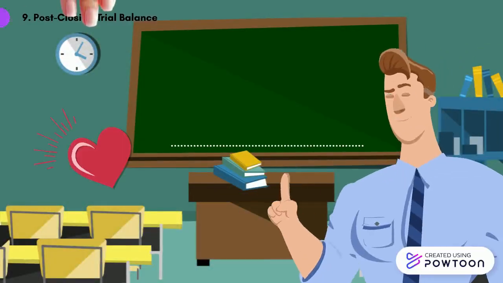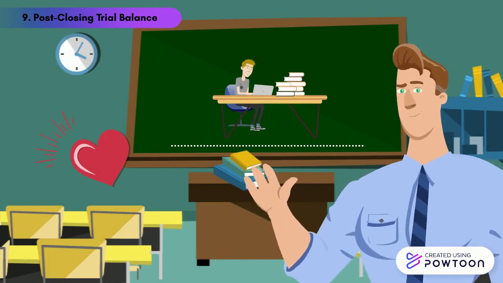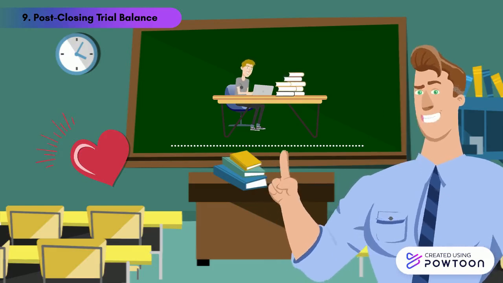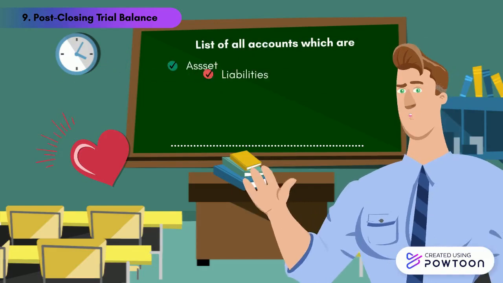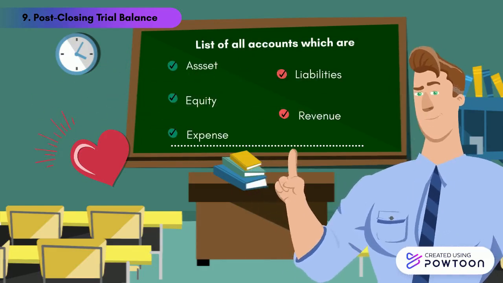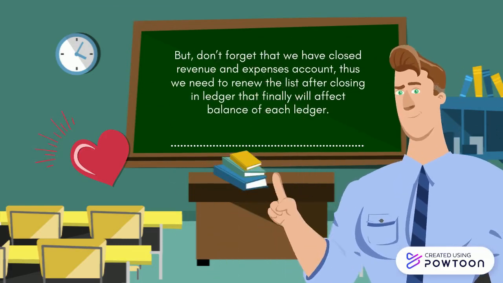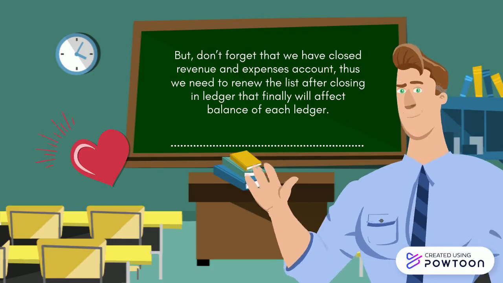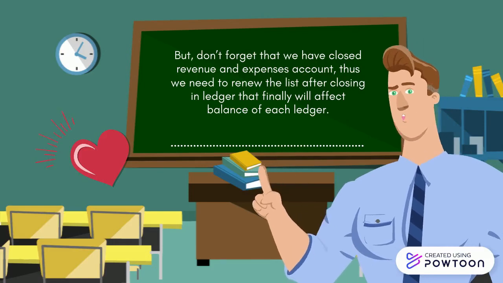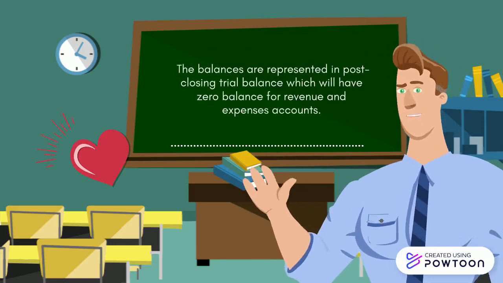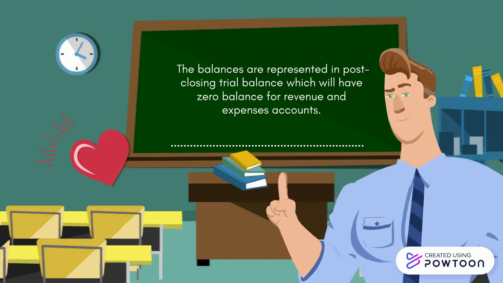Our ninth step is the trial balance after closing, and we usually call this the post-closing trial balance. We all know that we have an adjusted trial balance before this, and that is a list of all accounts, which are assets, liabilities, equity, revenue, and expenses, which obviously have been adjusted. But don't forget that we have closed the revenue and expenses accounts. Thus, we need to renew the list after closing in the ledger, which finally will affect the balance of each ledger. The balances are represented in the post-closing trial balance, which will have zero balance for revenue and expenses accounts.